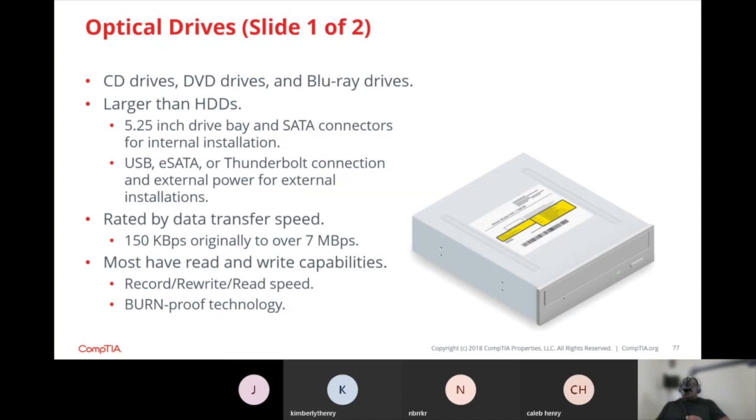So this is what CD drives look like. They were larger than hard disk drives. They used a 5.25-inch drive bay, USB, eSATA or Thunderbolt connection, and external power for external installations. Rated by the transfer speed, 50 kilobits per second originally, over 7 megabits per second. Most have read and write capabilities and burn-proof technology.